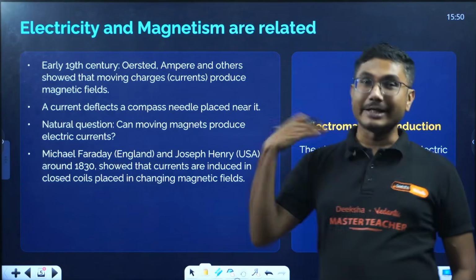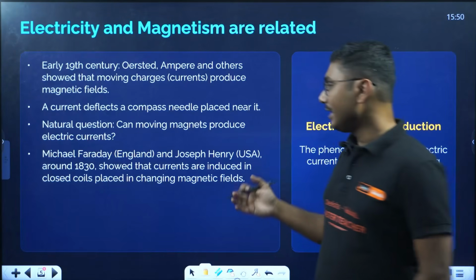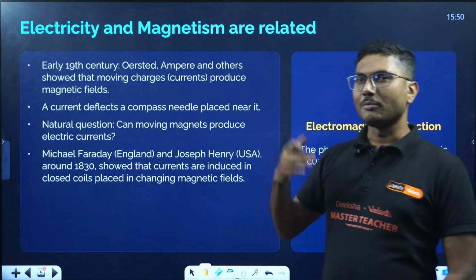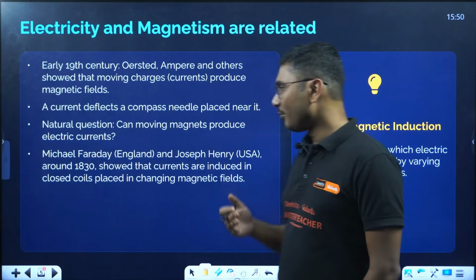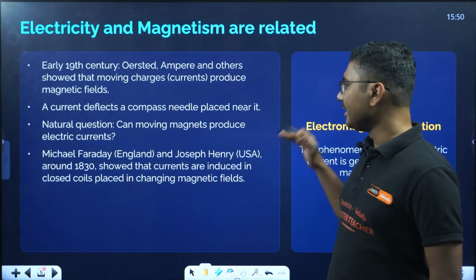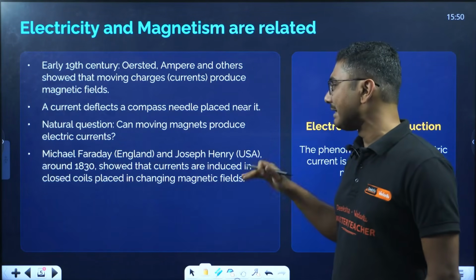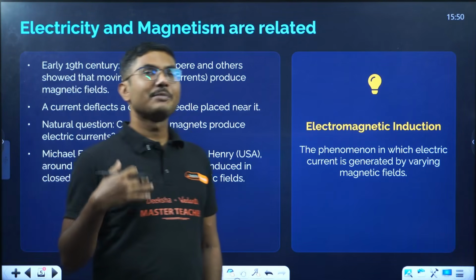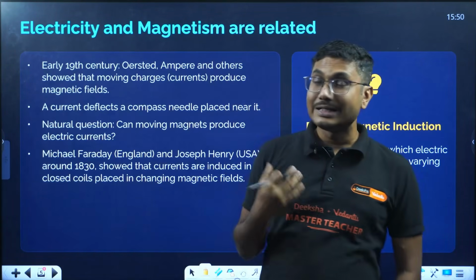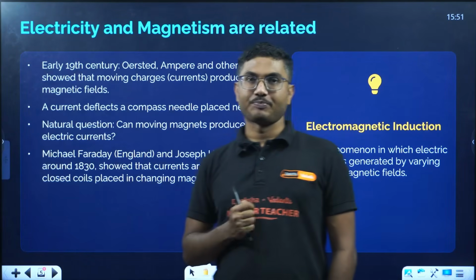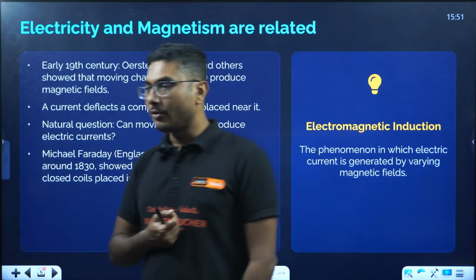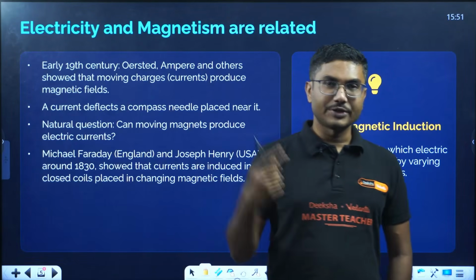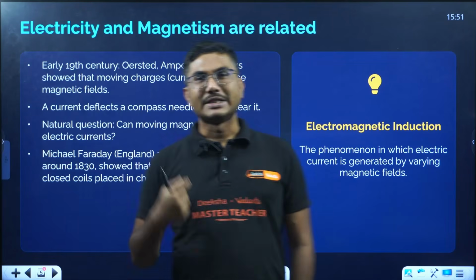Around 1830, almost 200 years back, right? If you add 4 years from now, it will be almost 196 years back. Faraday showed that currents are induced in closed coils placed in a changing magnetic field. So if you are changing the magnetic field, it can produce electric current. These electric currents are called induced current. Naturally, there is no current, but if you are changing the magnetic field associated with the coil, then it is basically inducing a current.